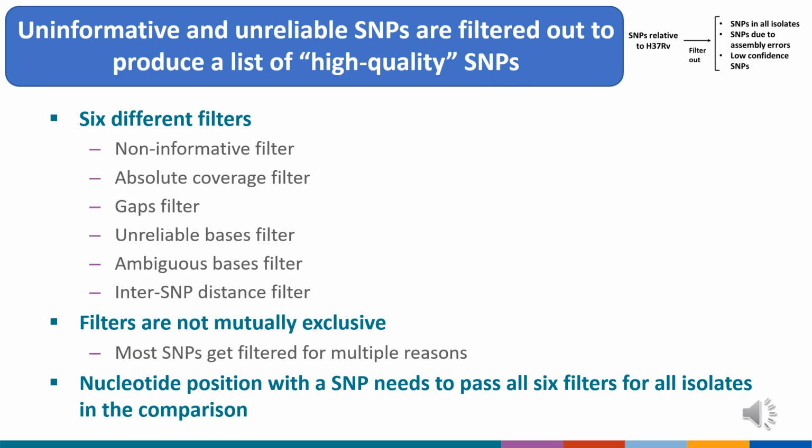There are 6 different filters that are applied. They are the non-informative filter, the absolute coverage filter, the gaps filter, the unreliable bases filter, the ambiguous bases filter, and the inner SNP distance filter. The filters are not mutually exclusive, so most SNPs get filtered for multiple reasons. And the nucleotide position with a SNP needs to pass all 6 filters for all isolates in the comparison to make it on the list of high-quality SNPs. I will explain all 6 of these filters in the following slides.